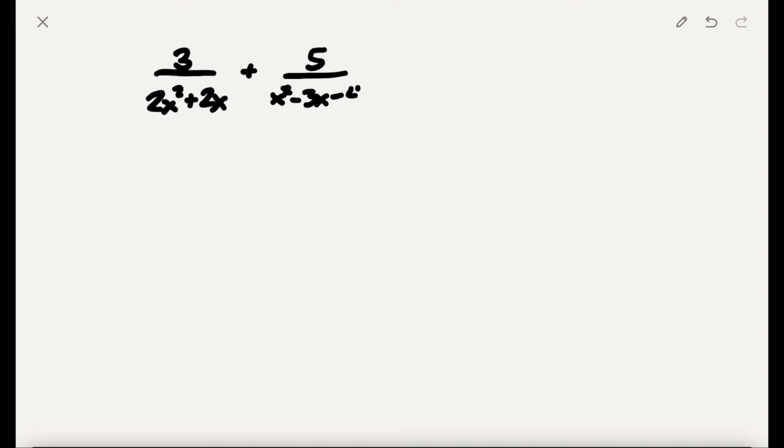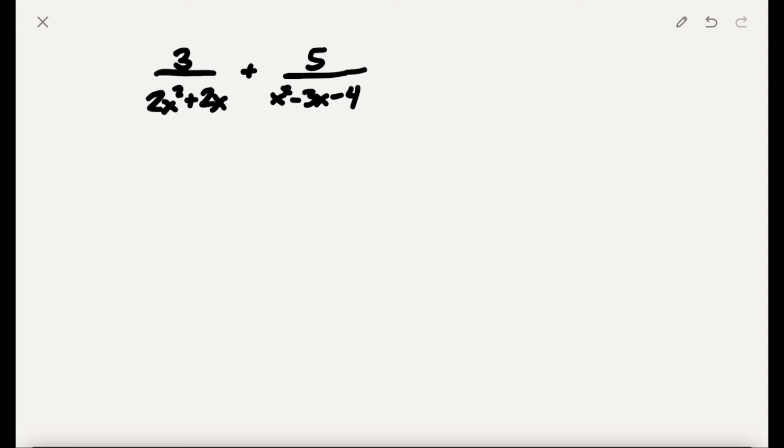All right, so this is going to be a quick video on adding and subtracting rational expressions. We're going to get a little bit more of a deep dive compared to the last video, with problems that are a little bit more advanced. Okay, so the first one we're looking at is 3 over 2x squared plus 2x plus 5 over x squared minus 3x minus 4.